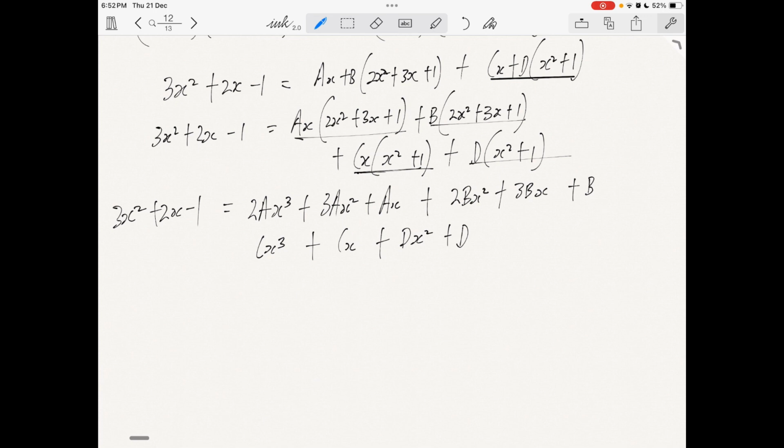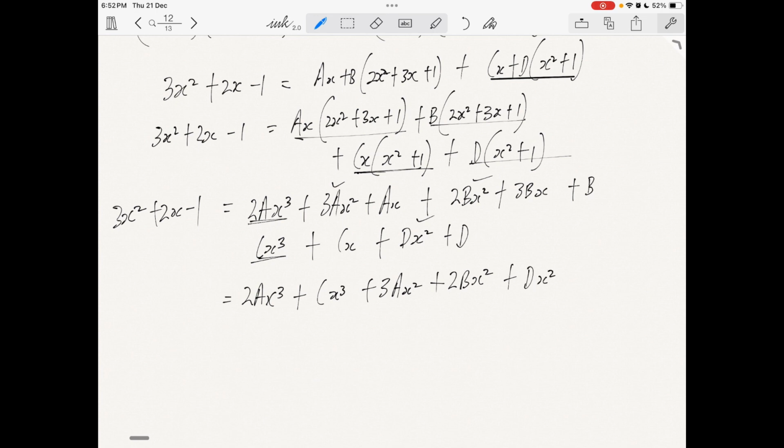Now let's collect like terms. Let's start with x raised to power 3. So we have 2ax raised to power 3 plus cx raised to power 3. Now let's do x squared: plus 3ax squared plus 2bx squared plus cx squared plus dx squared.